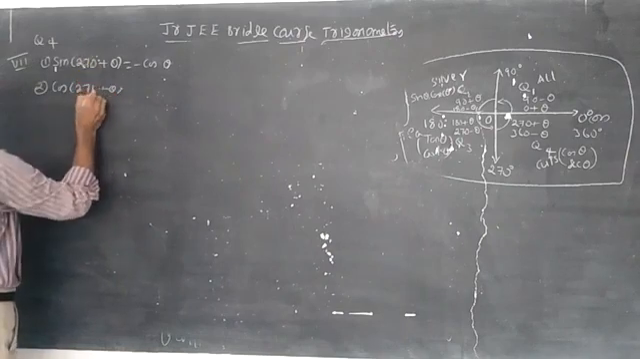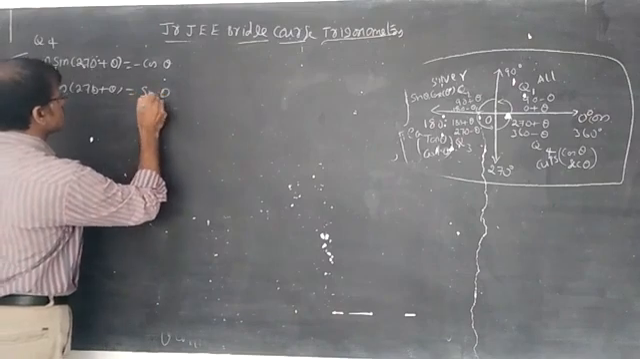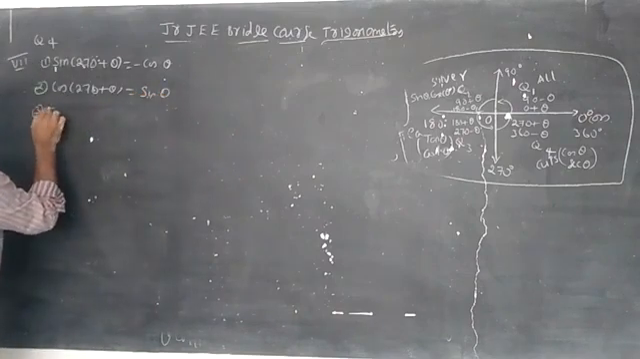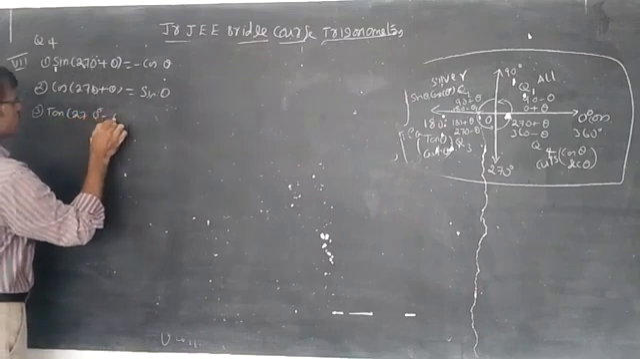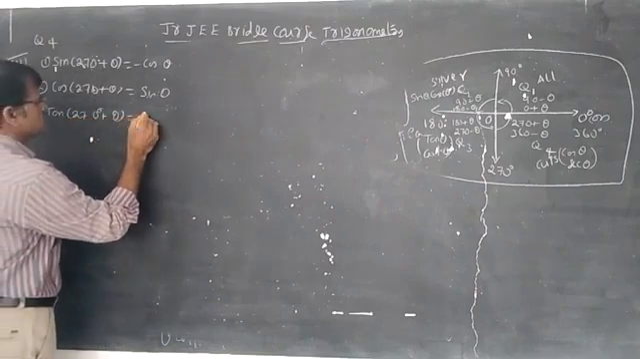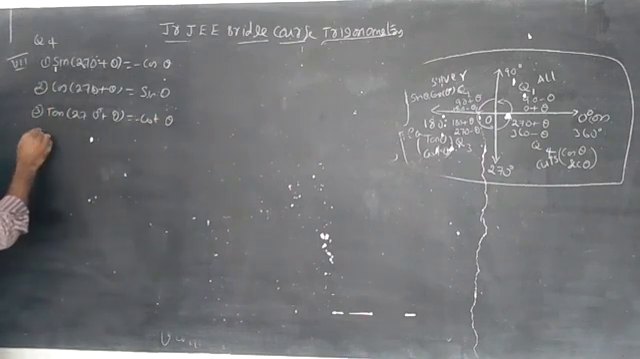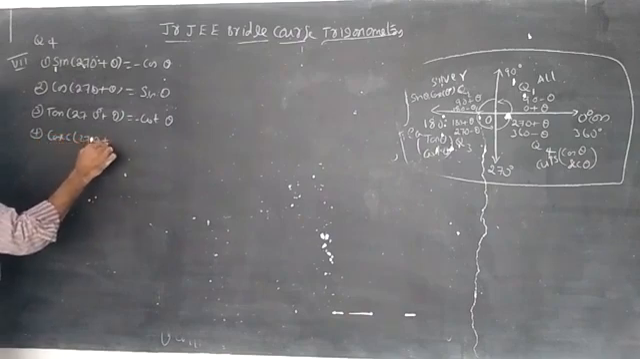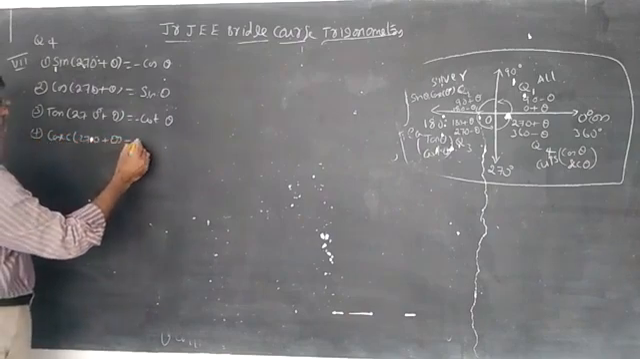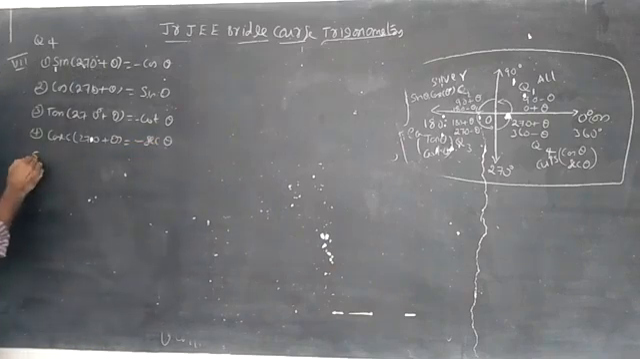Cos of 270 plus theta is equal to sin theta because it is positive. Third one, tan of 270 plus theta is equal to minus cot theta. Fourth one, cosecant of 270 plus theta becomes minus secant theta.